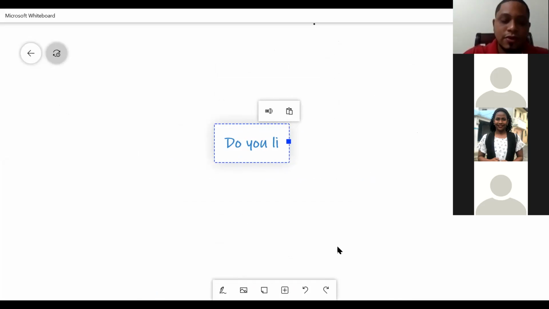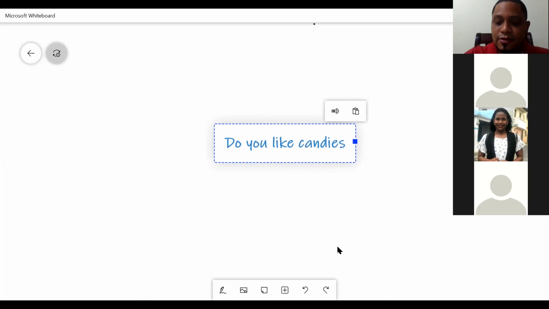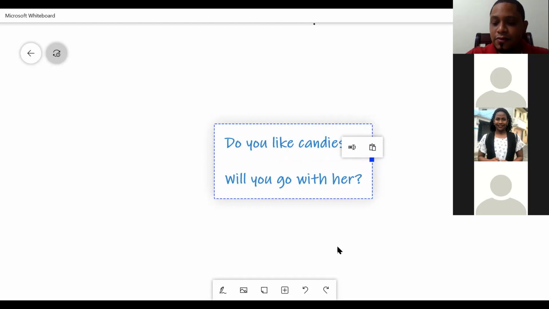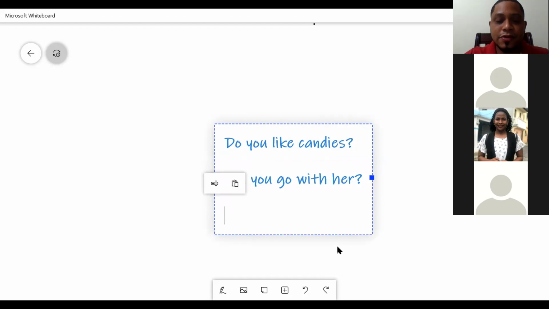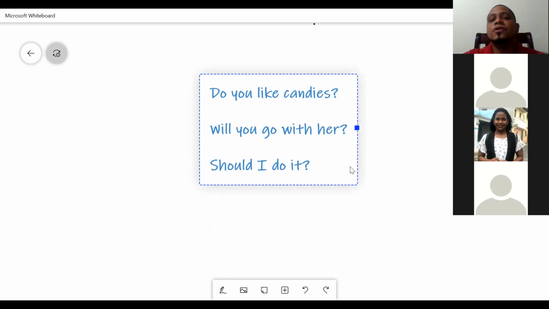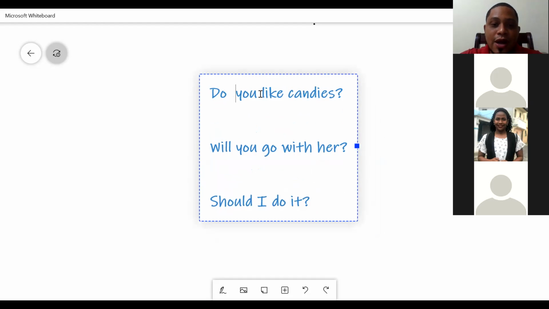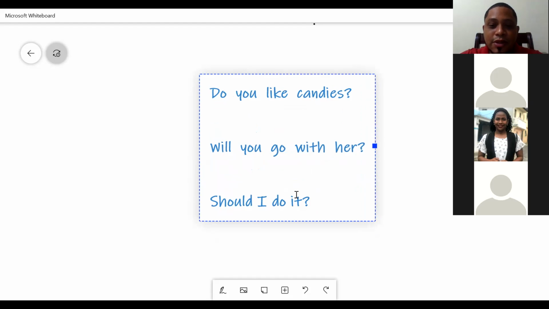Do you like candies? That's a question, yes or no, right? Will you go with her? That's a yes or no, right? What else can we use? We can use should I do it? That's a yes or no. So we have 3 yes or no questions here that we can mark the tones in each one of them. I'm gonna give one extra space for me to have enough room, as I said, to put the lines.